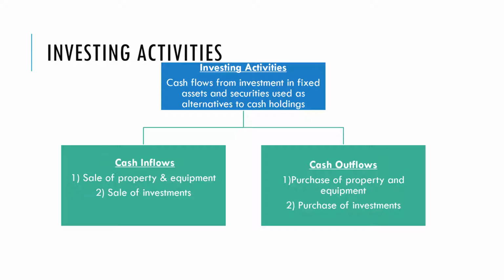Investing activities. So this is cash flows from investments in fixed assets and securities used as alternatives to cash holdings. So again, organizations don't want to sit around with a bunch of cash, because there's other ways to make money on it. Cash can be invested in something. You can buy something with it. And then in turn it will earn you money.